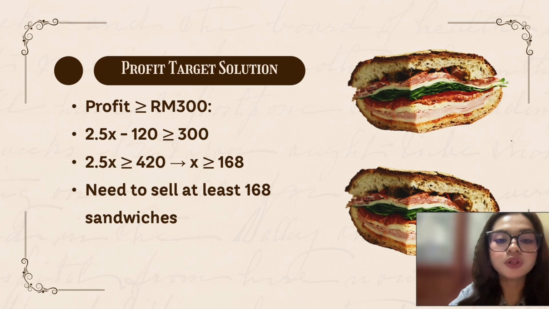So, to reach RM300 profit, we set up the inequality: 2.5x minus 120 is more than or equal to 300. Then we solve it step by step. First, add 120 to both sides. 2.5x is more than or equal to 420. After that, divide by 2.5, x is more than or equal to 168. This means we must sell at least 168 sandwiches in order to hit our 300 profit target. So the key point is 168 is the minimum sales to reach the goal.